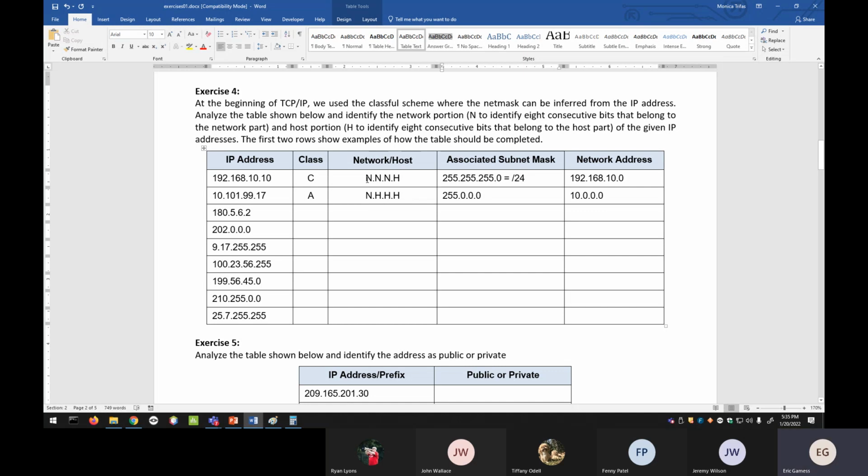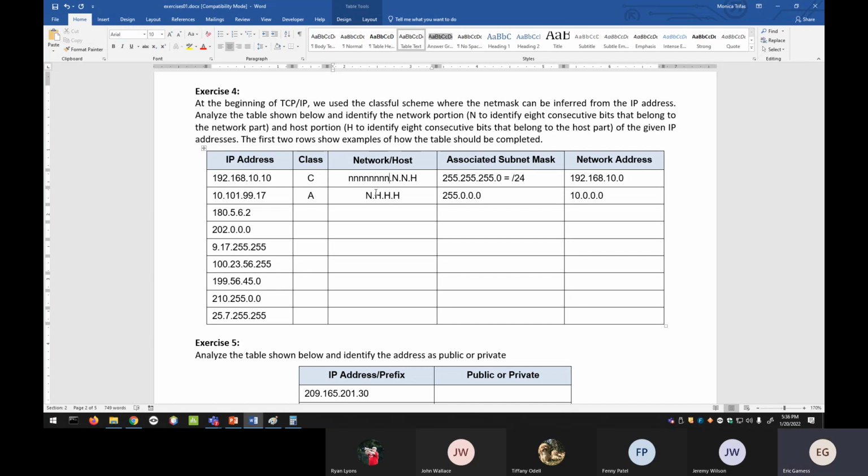Now, they ask you to do the pattern. Show which bit is the network bit and which bit is the host bit. So capital N is 8 times small n: 1, 2, 3, 4, 5, 6, 7, 8. So I could have written that.